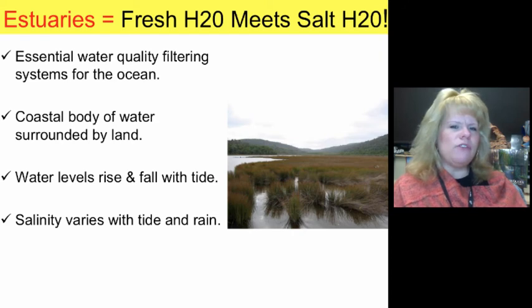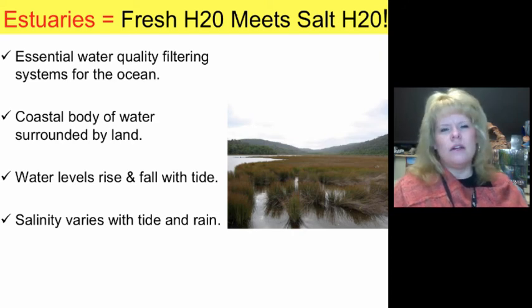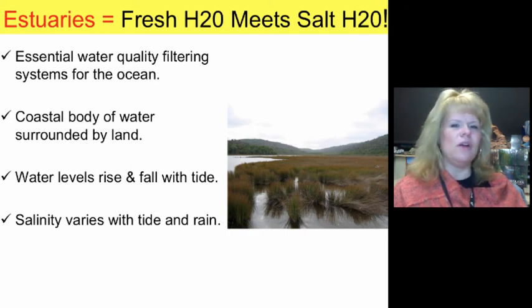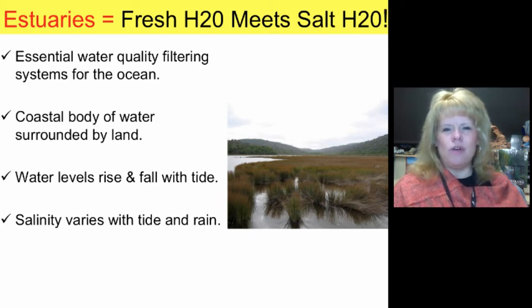So estuaries are much like wetlands, except they're at the edge of a continent or an island where fresh water meets the ocean. And so this is an important breeding ground for just about everything that takes root around coral reefs or even along the edge of a continent.